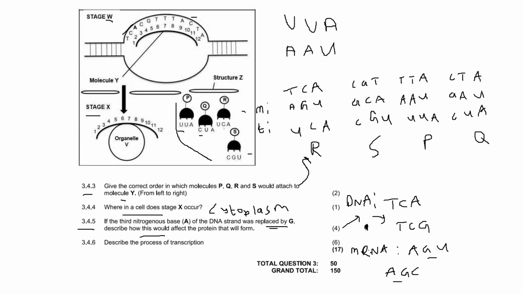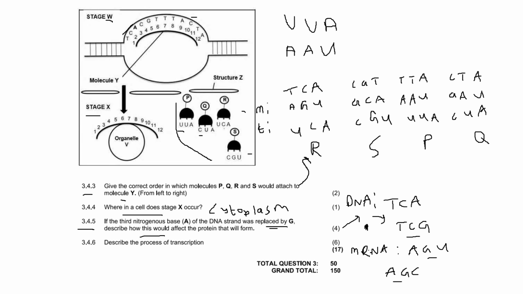The normal DNA we had was TCA, but due to that change, we're forming a new DNA of what? TCJ. The normal mRNA which would have formed would have been AGU, but because of that change, we're forming AGC.